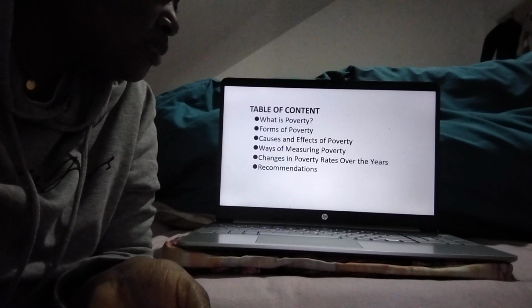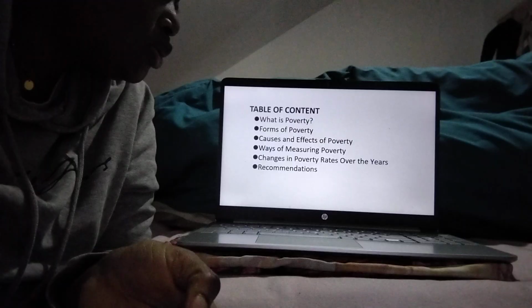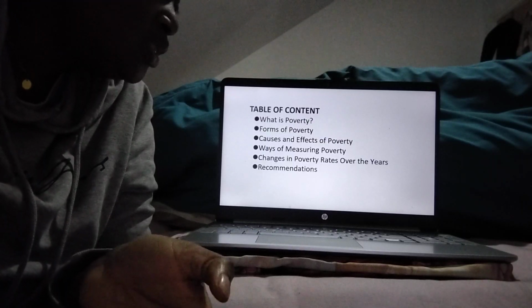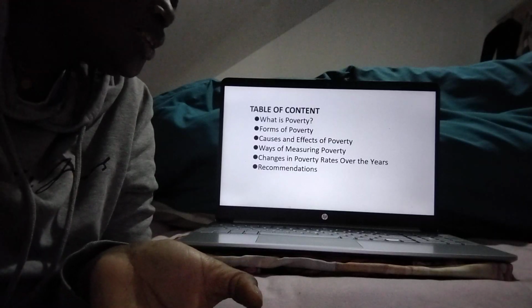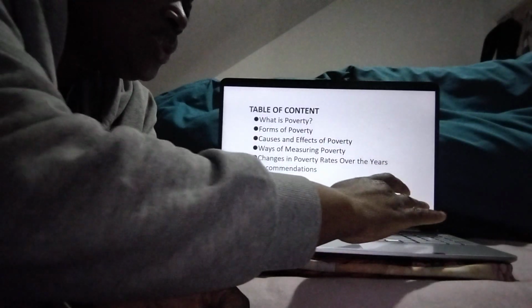Here we have what is poverty, forms of poverty, causes and effects of poverty, ways of measuring poverty, changes in poverty rates over the years, and possible recommendations.